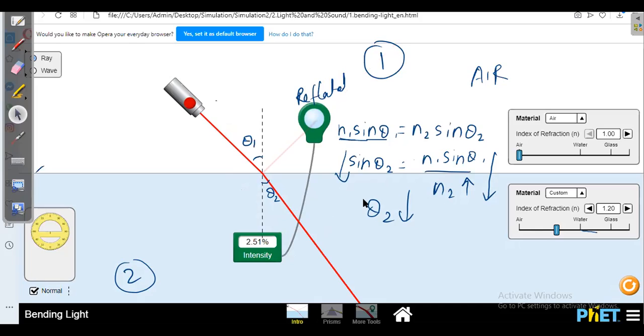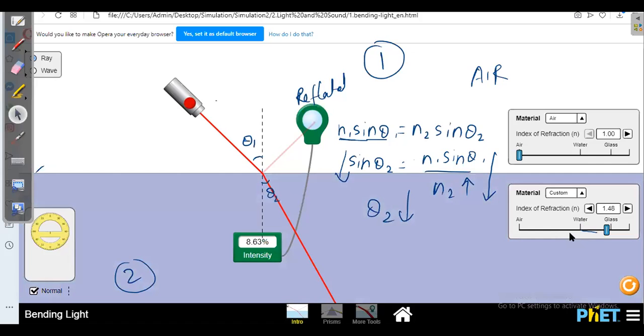Now if I increase n1 still further, I am going to measure the intensity of reflection to see whether it increases or decreases. Yes, reflection increases. That means if there is more mismatch between the mediums, then there will be more reflection. Mismatch in the sense of refractive index, because here the refractive index is 1, and here it is around 1.48. So if there is more mismatch, then there is more reflection.